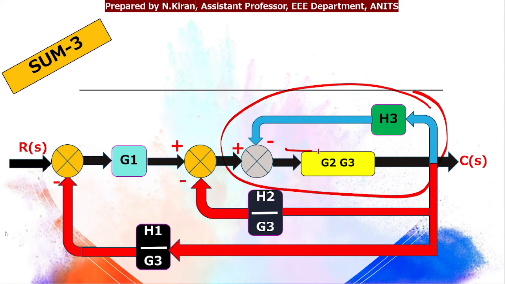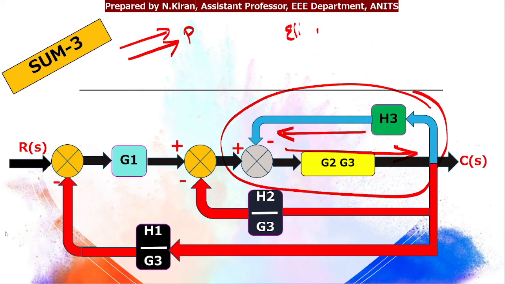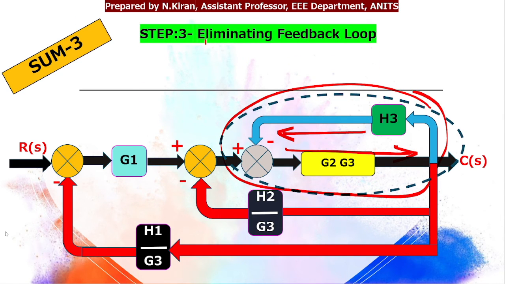G2 G3 flow direction is in this manner, feedback flow is in opposite manner. Don't get confused between parallel blocks and elimination of feedback blocks. In parallel blocks, remember, the flow of blocks will be in same direction. If it is elimination of feedback, one flow direction will be positive, the feedback loop flow direction will be in opposite direction. So as the next step, we can eliminate the feedback loop.